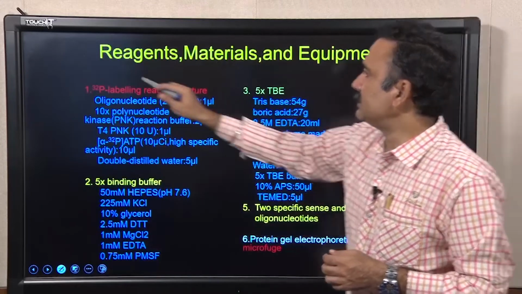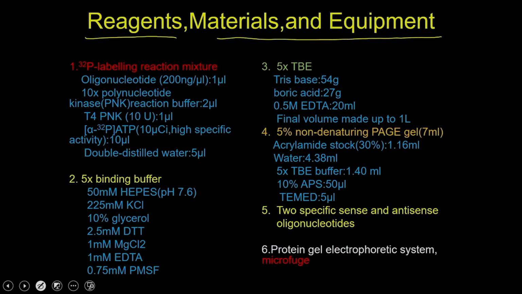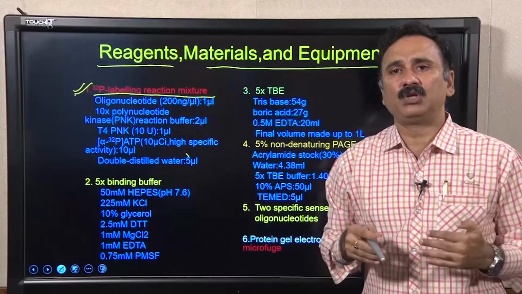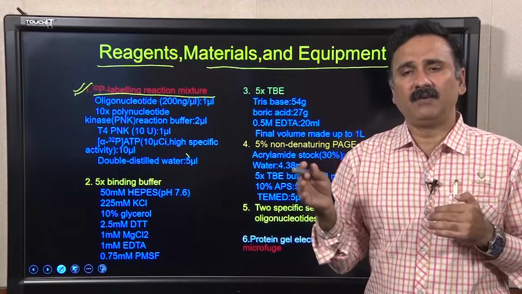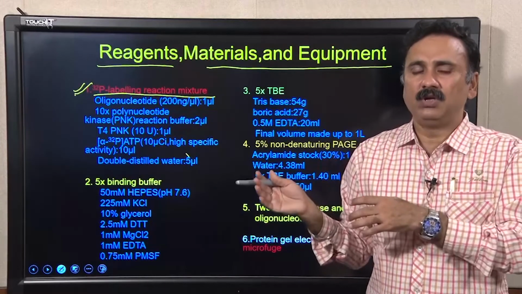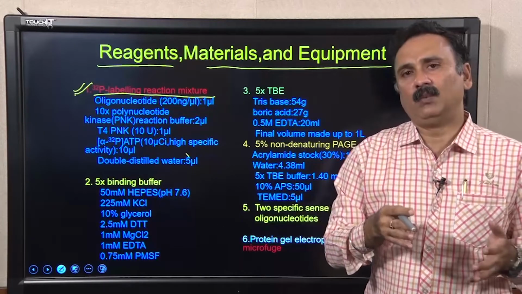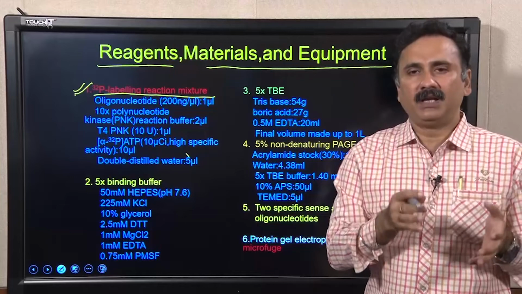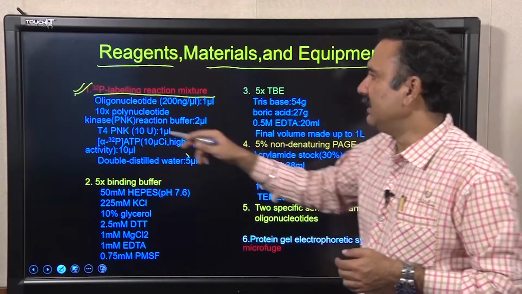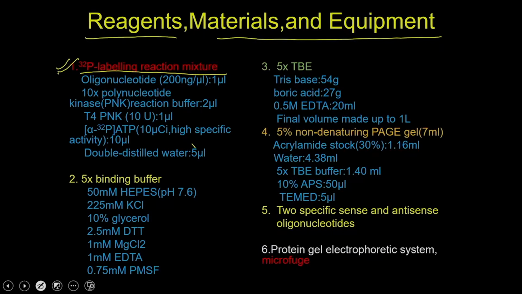The materials, reagents and equipment that you require. The first reagent you require is the labeling reaction mixture, so that you will be able to label the DNA, because the way you monitor the migration or retardation of the DNA molecule is that you label the DNA with a radioactive material. In this case we are using P32 labeled oligonucleotides.